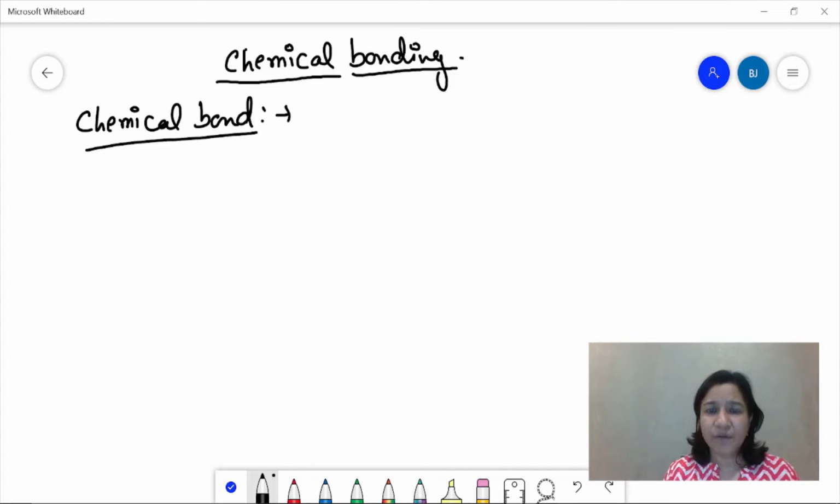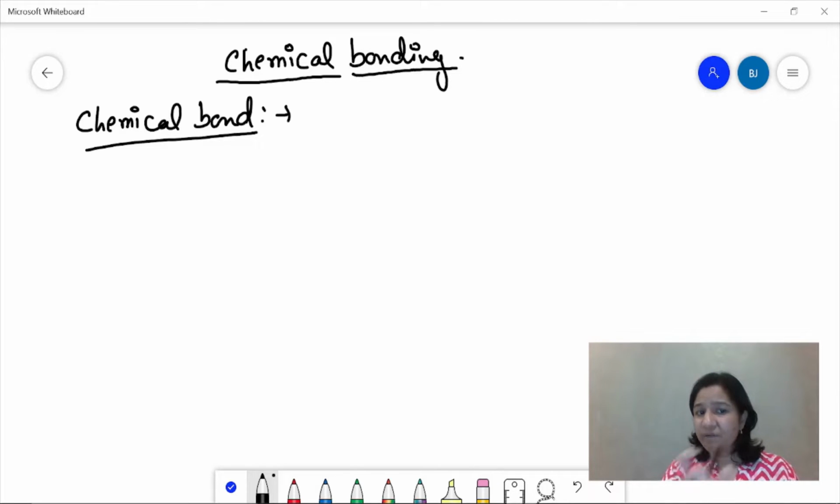Why do we have 118 elements, but they combine with each other in a specific ratio? Why are they combining with each other? Why does sodium combine with chlorine atom? Why does hydrogen combine with oxygen atom? In the H2O molecule, why do two hydrogen atoms combine with one oxygen atom? All these things we will discuss under the topic chemical bonding.